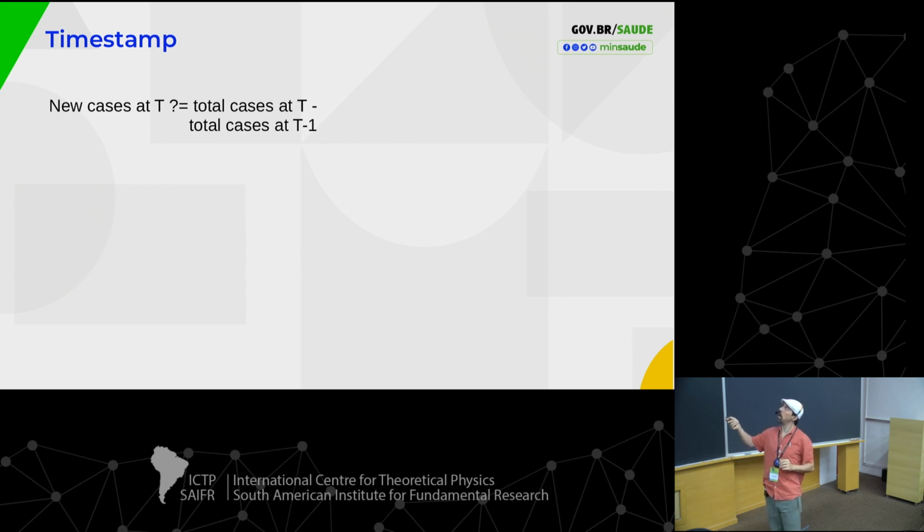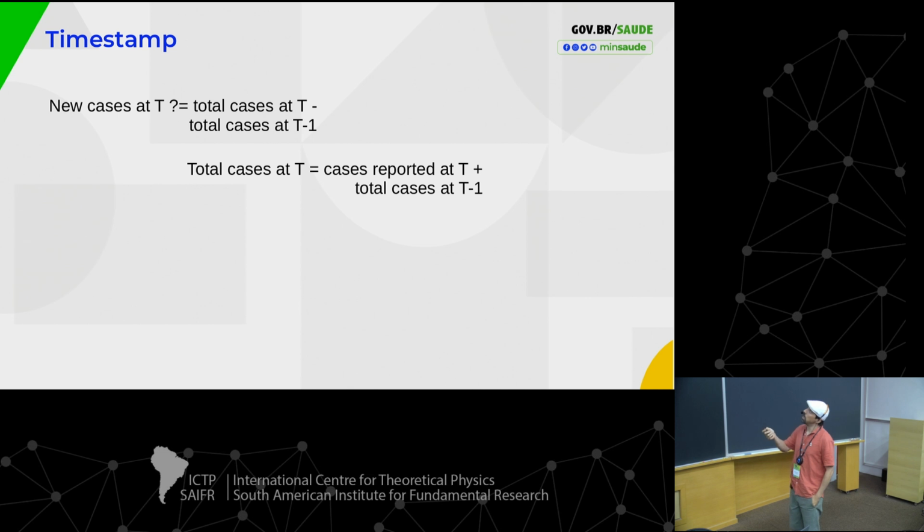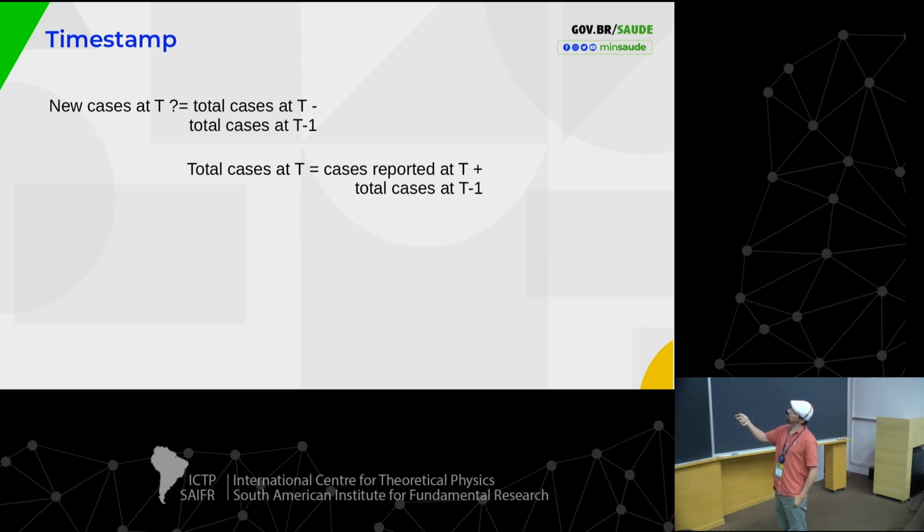From a mathematical standpoint, this is perfectly fine, right? The number of new cases is simply the total that I have today minus the total that I had yesterday or last week. Simple as that. Now the thing is, the total number of cases at a time t in terms of database is the sum of the total cases that I had before plus the number of cases that have been reported at time t.